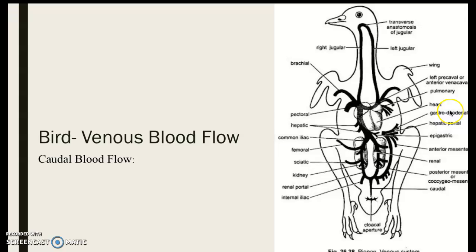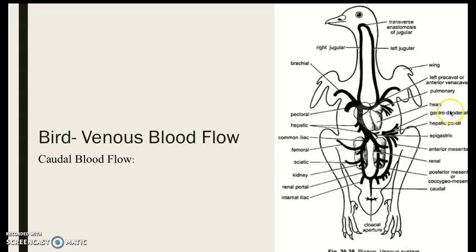For the caudal blood flow, the blood flowing toward the heart from the caudal end of the bird starts in many locations. The blood meets at the post cava, or the inferior vena cava, right here. The post cava, moving caudally, branches into the hepatic veins, which lie right here, on the right side, carrying blood from the liver. There's also a smaller branching vein called the epigastric vein, right in this area, which carries blood from the stomach.